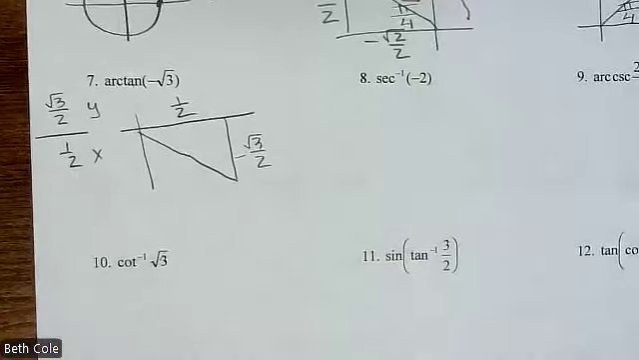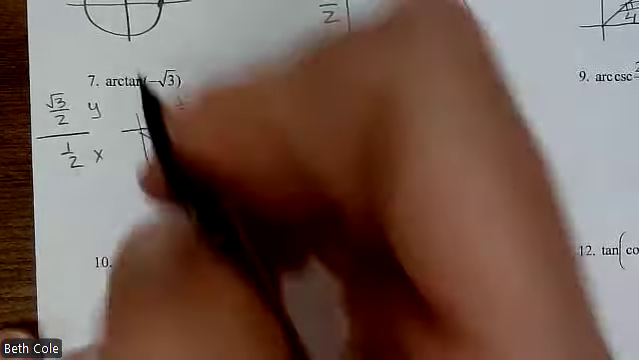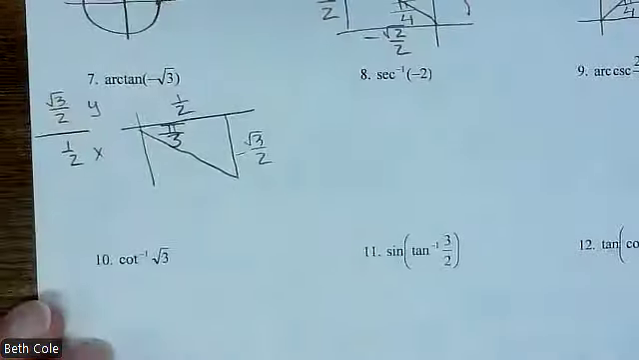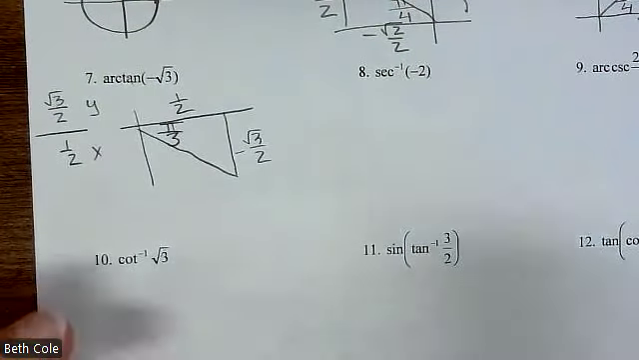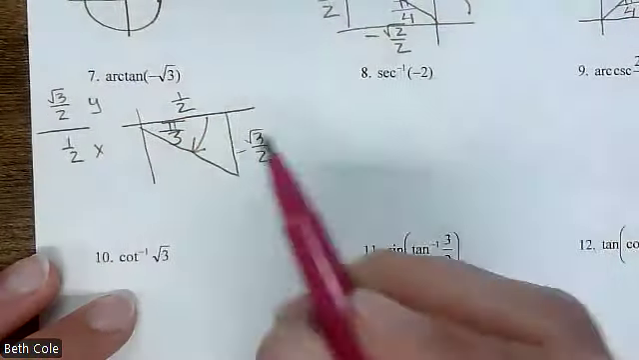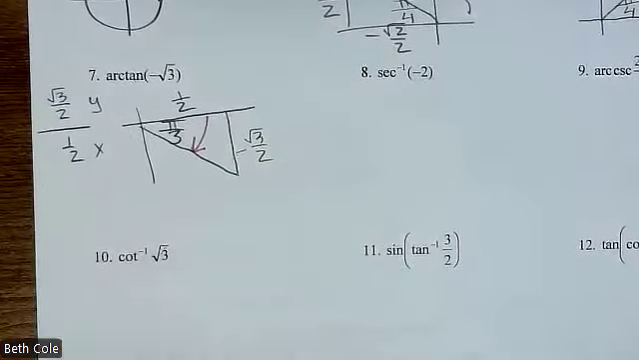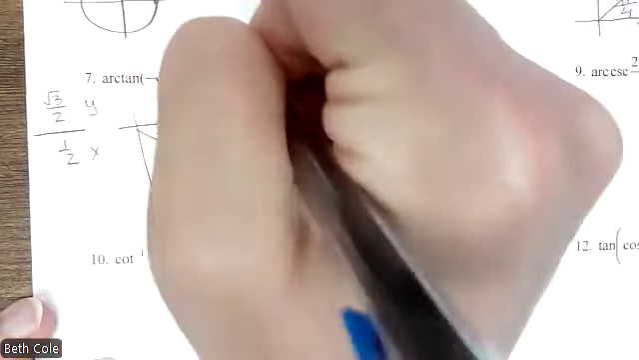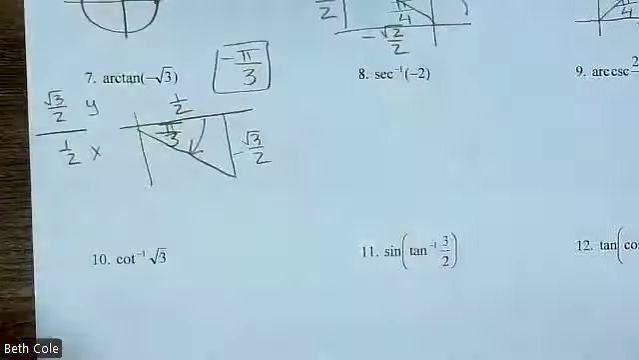Now, square root of 3 over 2 is the bigger side. So this is pi over 3, but your answer's not pi over 3. It's how much you rotated to get there, and because you had to go backwards, what is your answer? Perfect, negative pi over 3. Nice job.